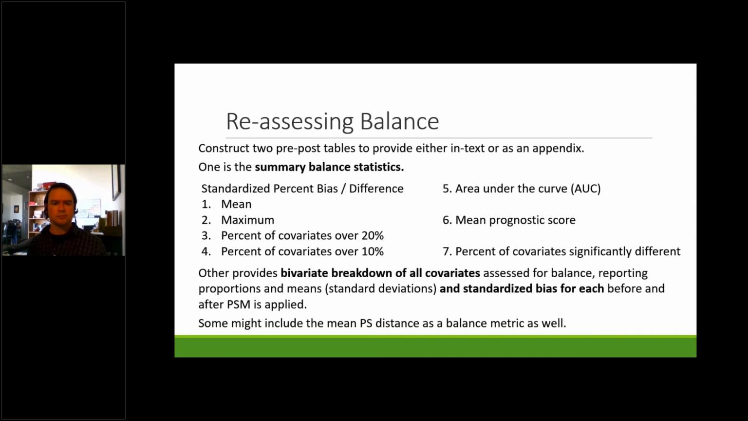That aside, the other table is constructed out of a bivariate breakdown of all your covariates. So this is assessed for the balance both pre and post as well, especially those covariates used in the propensity score model itself. Reporting proportions and means and standard deviations, of course, and the standardized percent bias for each of those covariates and categories before and after PSM is applied is quite critical, and I want to emphasize that.